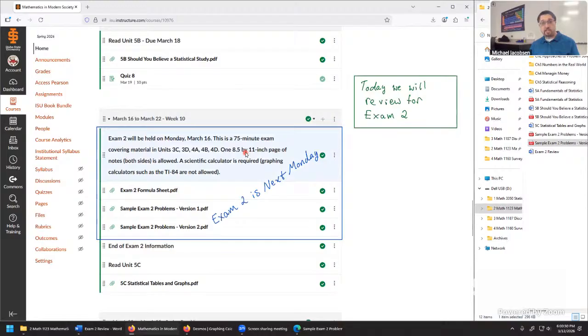Once you have your page of notes put together, the next thing I'd recommend doing is getting fully caught up on the quizzes. Particularly quiz number 7, which is due today, is on unit 4D, and it'll be pretty helpful to go through that one. The prior quiz, I believe, is on unit 4B, and so on.